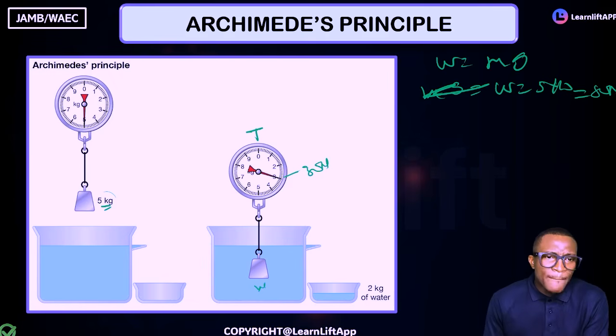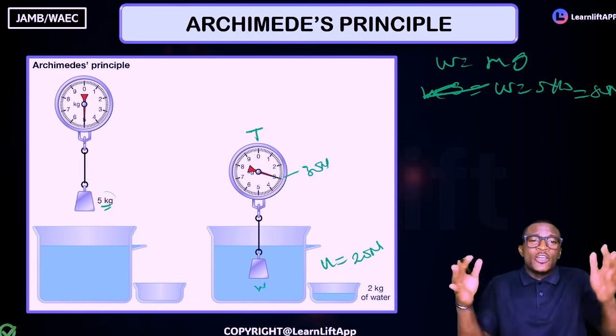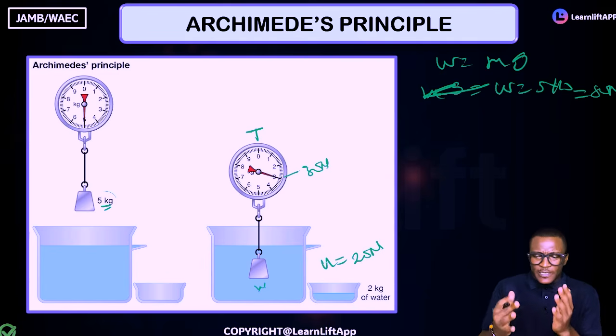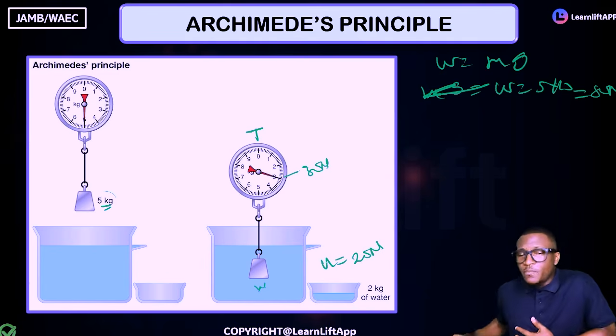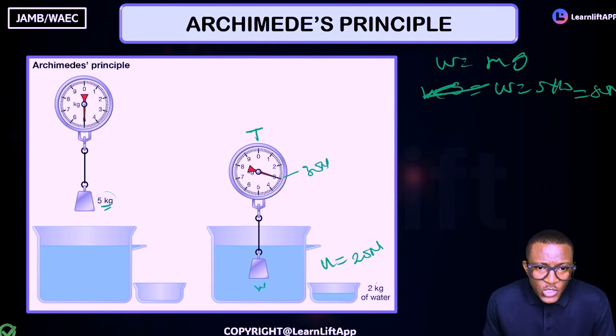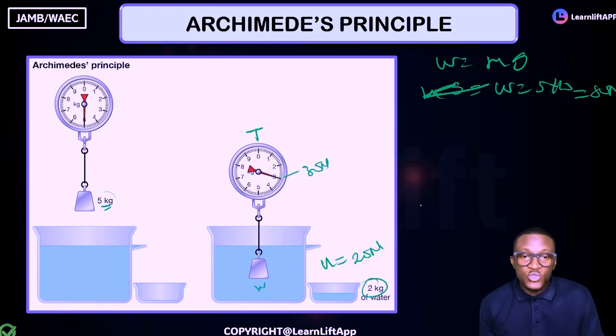So what amount of water was displaced? The mass of water that was displaced is 2 kilograms. If you convert this 2 kilograms, it's going to give us 20 Newton. Guess what? This 20 Newton is the upthrust. Why? Because Archimedes' principle states that when a body is partially or totally immersed in fluid, it experiences an upthrust which is equal to the weight of the fluid displaced. What was displaced? 2 kilograms was displaced, and 2 kilograms in weight is 20 Newton.